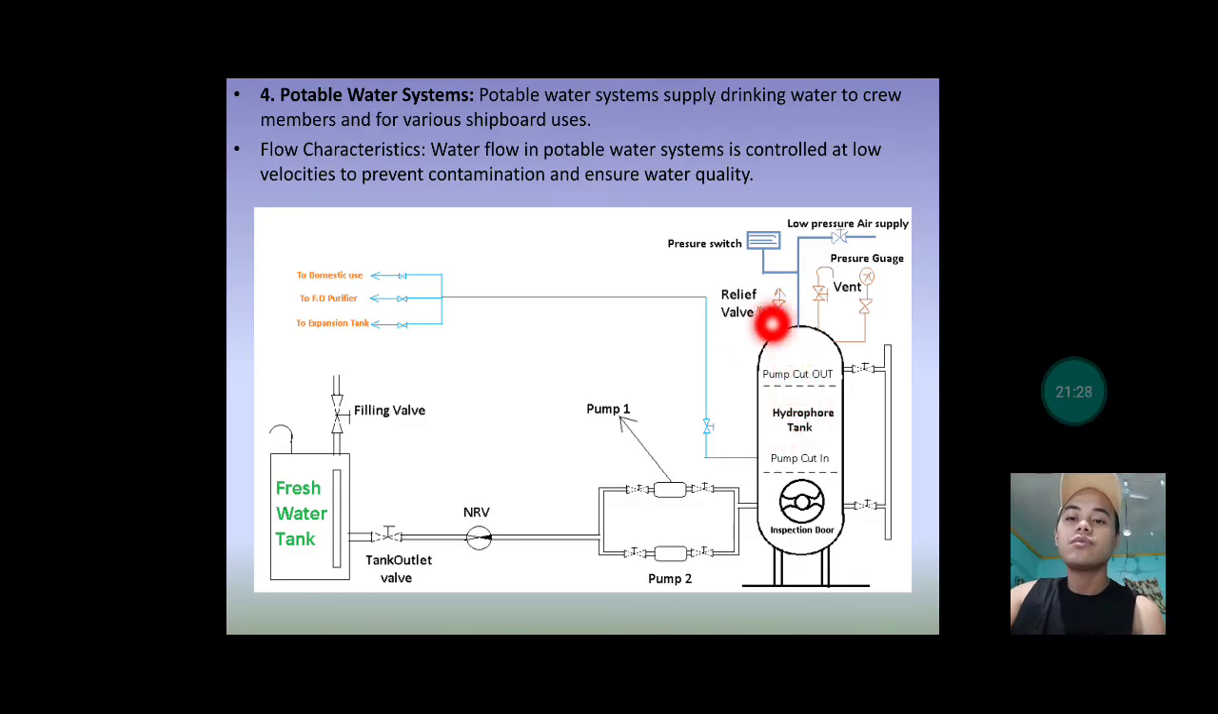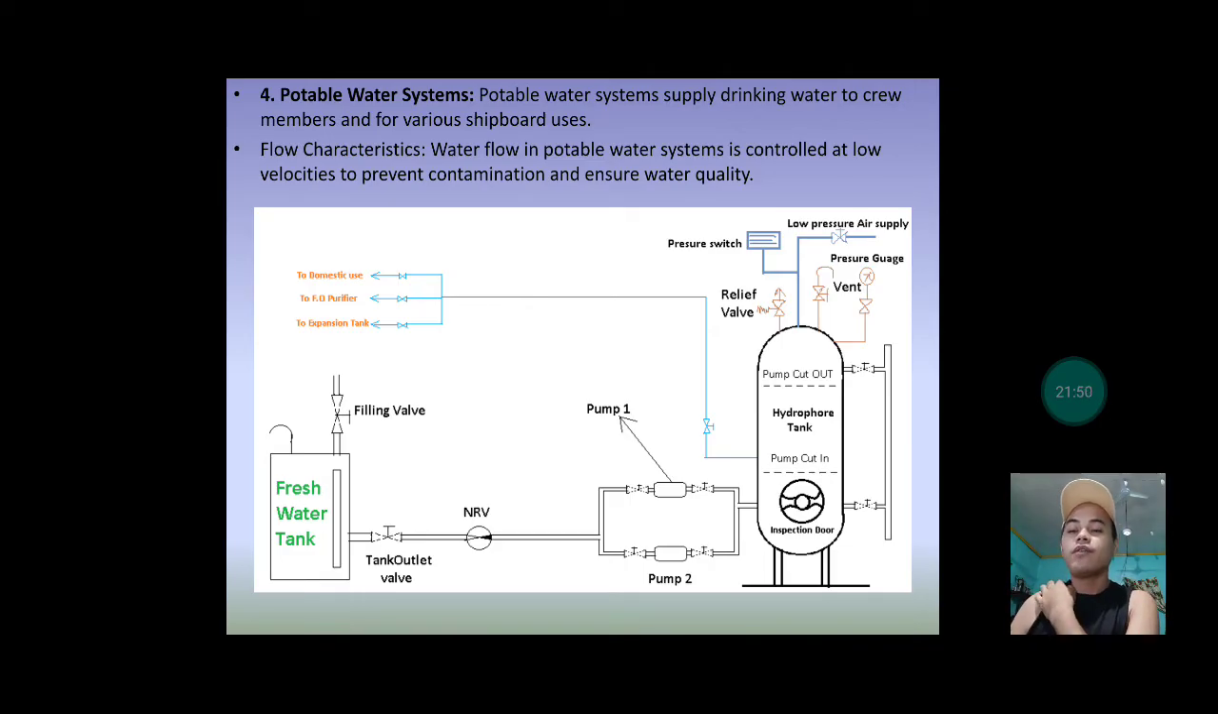So at 4 bars, the pressure transmitter will send a signal to the pump to start, increasing it to 7 bars, and then the pump will stop. It will start again if the pressure inside the hydrophore tank goes down to 4 bars. So let's say that's the setting. Okay, so that's how it works.